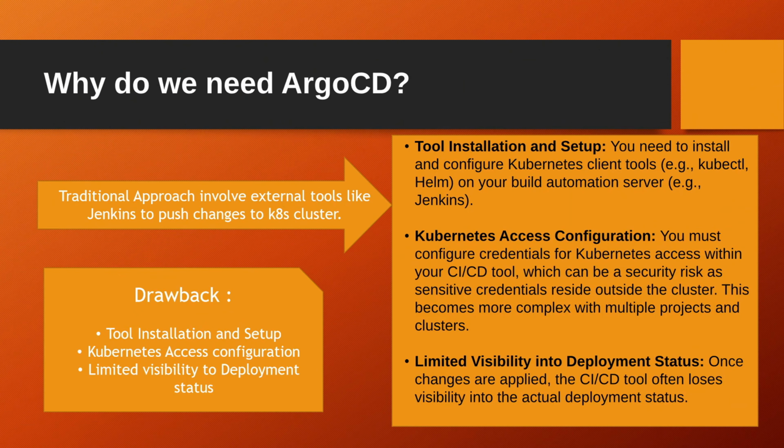So that's what I have written over here also, why ArgoCD came into the picture. Again, tool installation and setup: you have to install kubectl manually, then install Helm, whatever is required to deploy the changes onto the Kubernetes cluster, on the Jenkins server. If you have to configure the Kubernetes credentials, that also you need to do manually on the Jenkins server. You have to place the kube config, which is kind of a security breach. Apart from that, once the deployment is done, you can't visualize it. You need to log into the cluster and check whether the changes are applied or not.